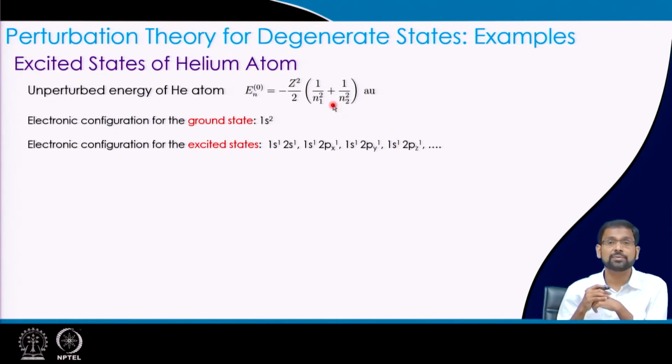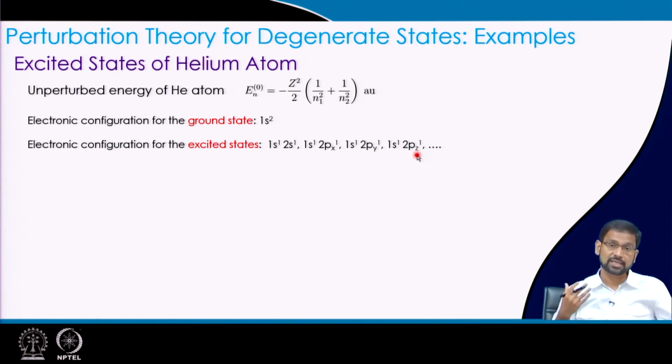What would be the energy of the excited state in this case? When the second electron is in 2s or 2px, 2py or 2pz, it would be simply 1 over n1, where n1 is 1, because one of the electrons is still in the 1s orbital, and the other electron is in one of the n equals 2 orbitals, so n2 is 2. When I solve this, I would get the unperturbed energy of the excited state. You would see that all these 4 configurations give me the same energy. So that means the excited states are degenerate, and this is where we are going to use our degenerate perturbation theory.